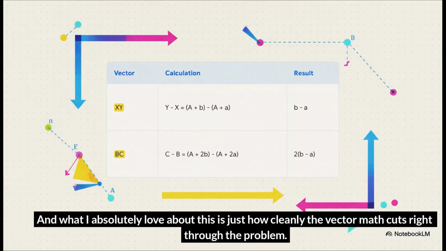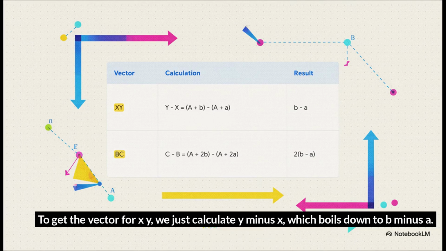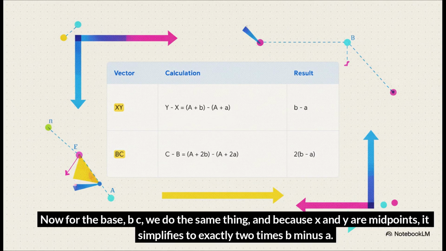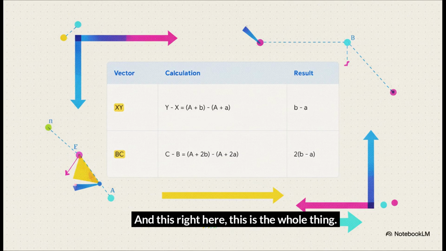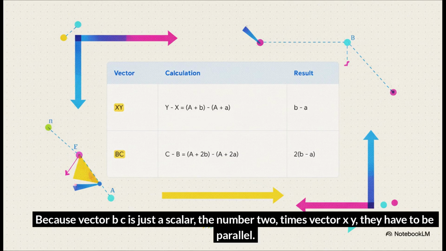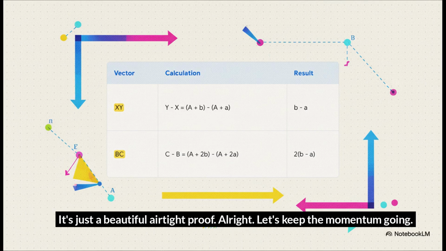And what I absolutely love about this is just how cleanly the vector math cuts right through the problem. To get the vector for XY, we just calculate y minus x, which boils down to b minus a. Now for the base, BC, we do the same thing. And because X and Y are midpoints, it simplifies to exactly 2 times b minus a. And this right here, this is the whole thing. Because vector BC is just a scalar, the number 2, times vector XY, they have to be parallel. It's just a beautiful, airtight proof.